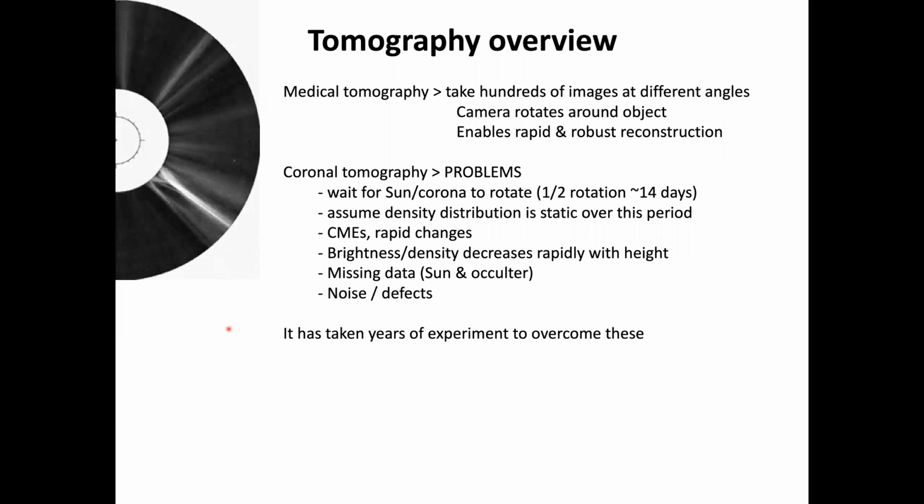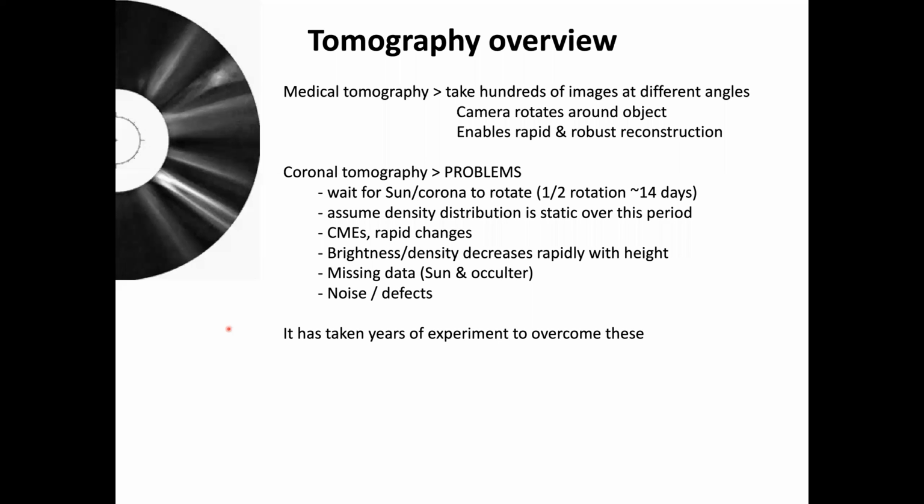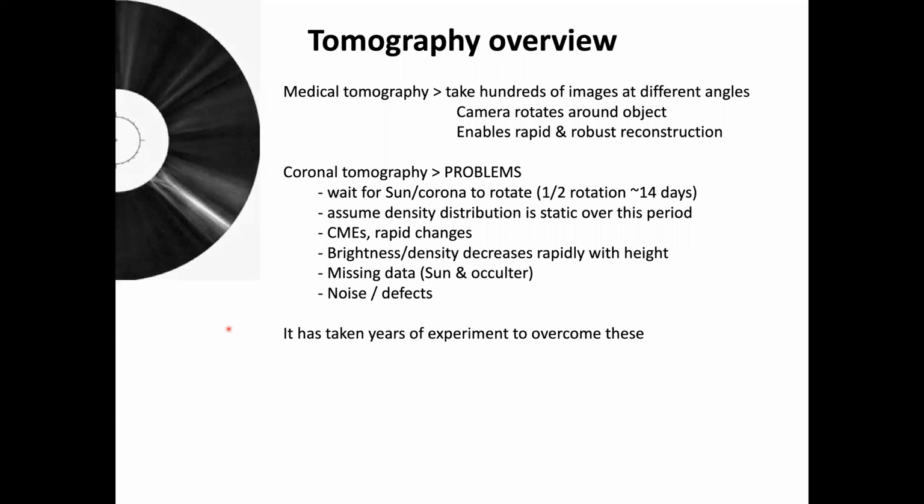Another intrinsic problem is that the brightness drops very rapidly with height, by a factor of 1,000 throughout your field of view. So even a very tiny error close to the sun is actually the same order as your actual measurement far from the sun. So this is a difficult problem.